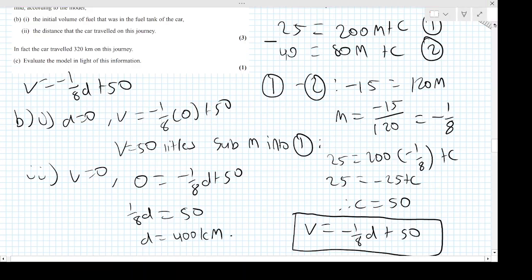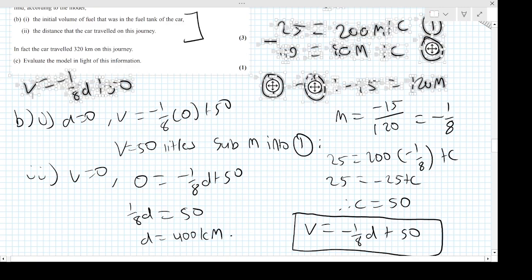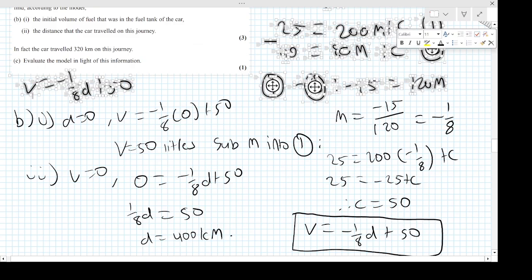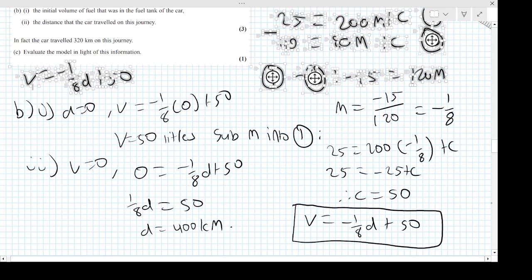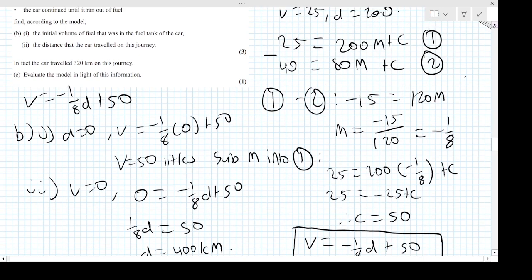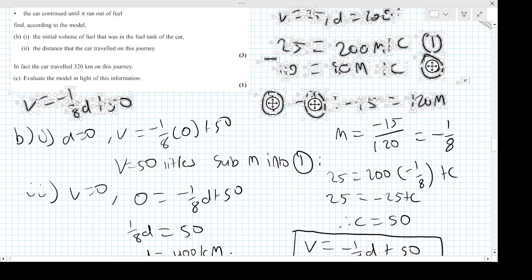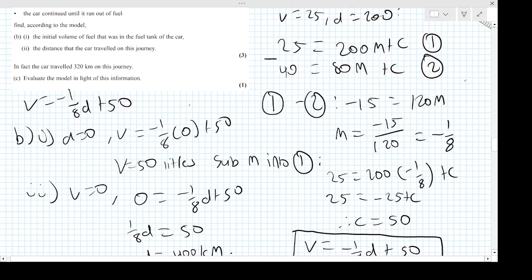Great. And there we are again. See, like the modelling, you can work out other info. You can use the model, convert it into an equation, to then solve that equation to find other information like this. So the initial volume and the distance the car travelled. So it's very, very useful in modelling situations in this way, converting it into a mathematical equation, and then work out other stuff. Anyway, for this last part, it says, in fact, the car travelled 320 kilometres on this journey. Evaluate the model in light of this information.